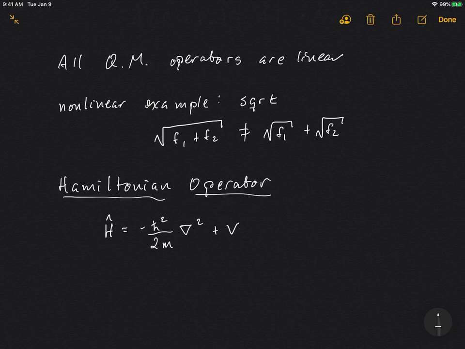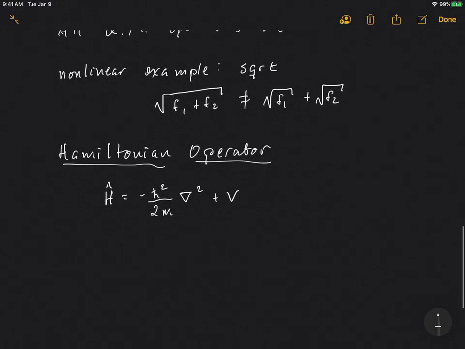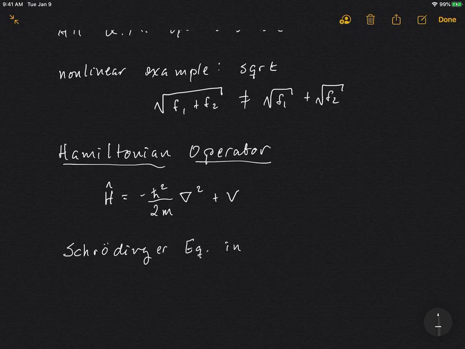All right, so then we can rewrite our Schrodinger equation in this operator form, or a condensed operator form.